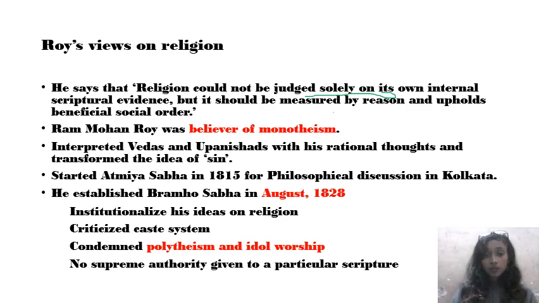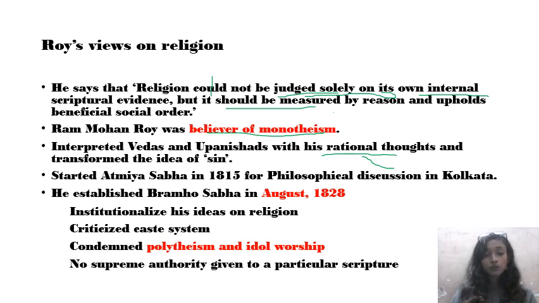He said that religion could not be judged solely on its own internal scriptural evidence, but should be measured by reason and uphold a beneficial social order. He was a believer in monotheism, which means worship of one God, and he interpreted the Vedas and Upanishads in his own ways, focusing on rationality. You may ask what rationality is. Rationality gives you the opportunity to interpret or judge anything with all the factors, so that you can also critique and tell the advantages of one thing.